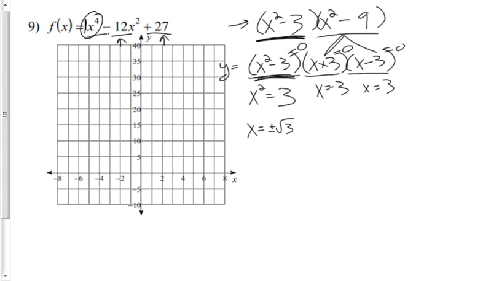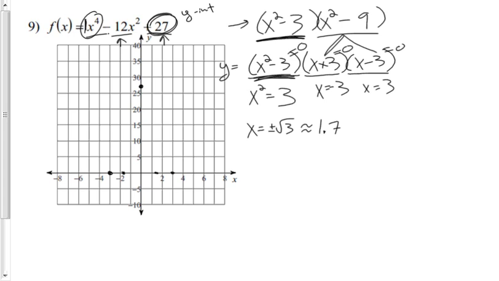Now for the sake of graphing, the square root of 3 we'll want to estimate as about 1.7. That way we know where to plot it. Okay, so let's plot these points. We've got negative 3 and positive 3, and then 1.7 and negative 1.7. All right, we also know that the constant is the y-intercept. So we can plot that 27.